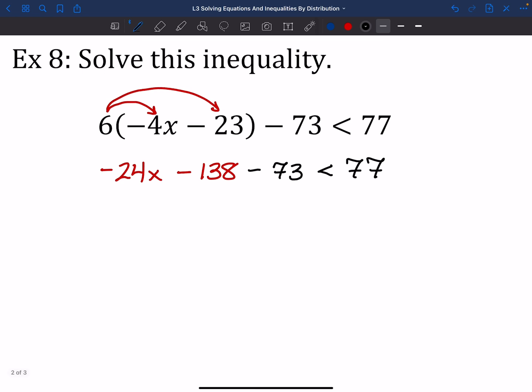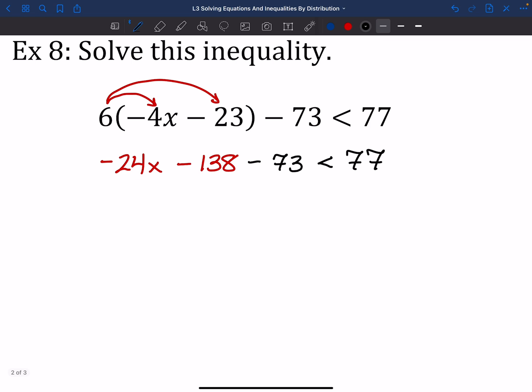If we ever multiply or divide both sides by a negative, you know what we got to do. We got to flip that sign. So from here, we have some like terms that we can combine, right? I have this -138 and this -73 that are on the same side. I can smush those together. That -24x, unfortunately, doesn't have a buddy. We just leave it as -24x.